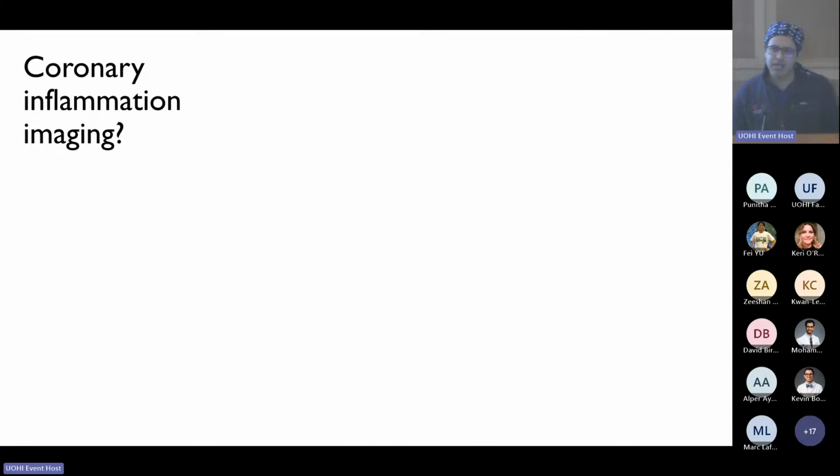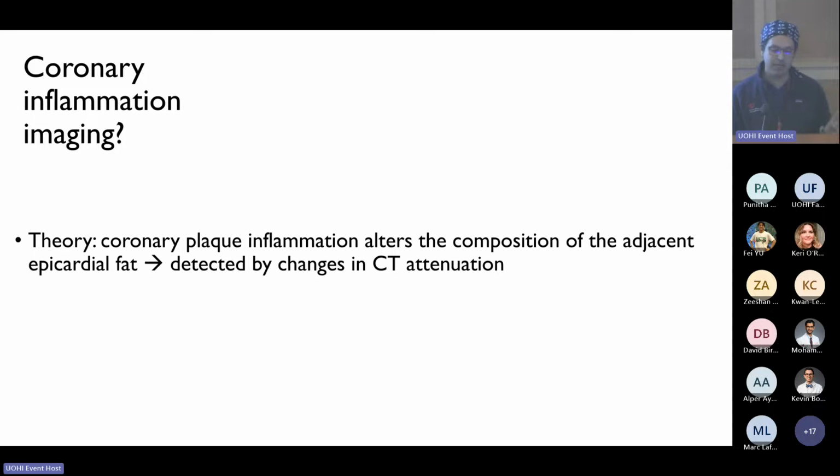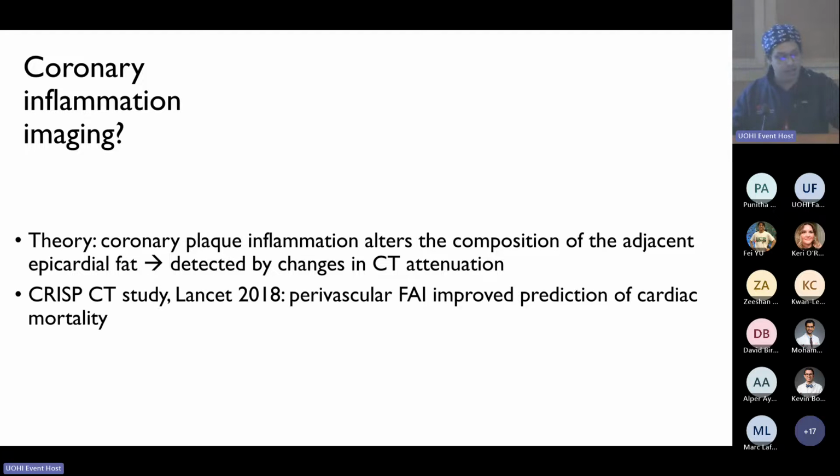Coronary inflammation imaging is a bit of a hot topic. Every couple of years, there seems to be a large major study published in this area. It's not hit prime time just yet, except for fat attenuation index, which is now available in certain CT reporting labs and may become available in more as the studies come through. The theory is that coronary plaque inflammation alters the composition of your epicardial fat near the artery, and that allows you to pick up attenuation in the fat that you can pick up by CT.